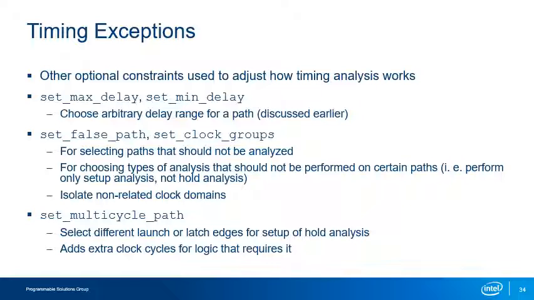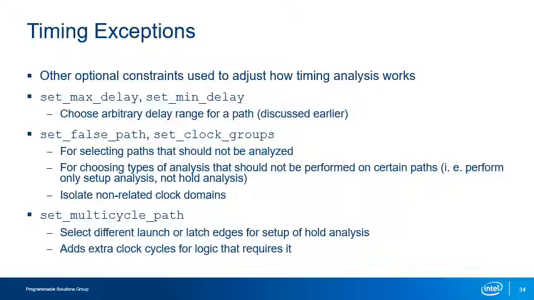These special constraints, called timing exceptions, change the way the timing analyzer looks at targeted paths for analysis. First, as discussed earlier, set_max_delay and set_min_delay can be used to select an arbitrary delay range for a path. These constraints are included as timing exceptions because using them overrides the default delays that would be selected by the fitter based on the required clock and input or output delay constraints.